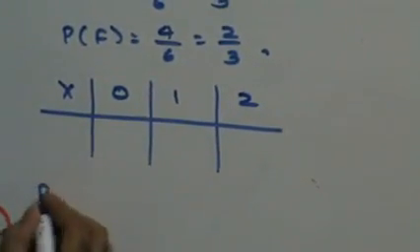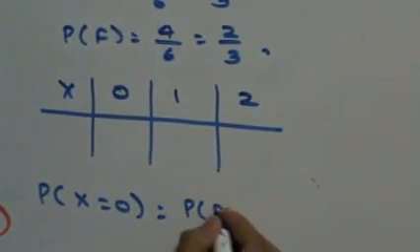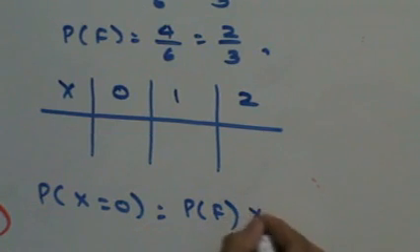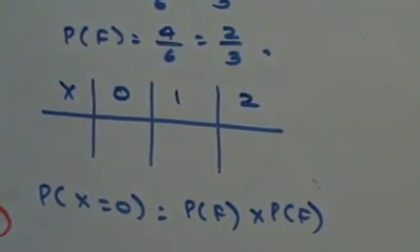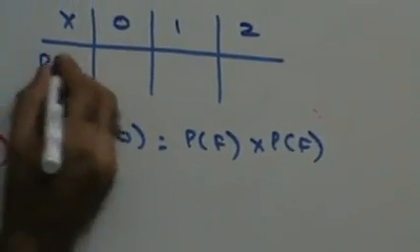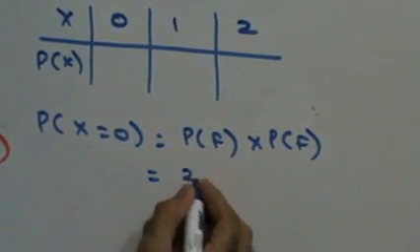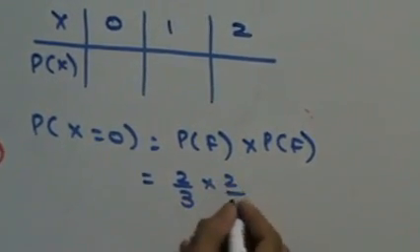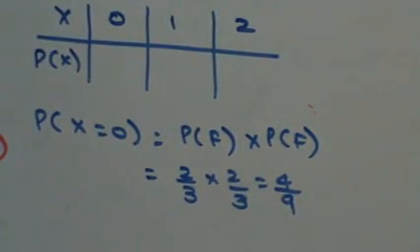Probability of 0 successes. Zero successes means the first die should show a failure and the second die should also show a failure. So the probability of X equal to 0: the first die shows a failure, which is 2 by 3, and the second die shows a failure, 2 by 3. That's going to be nothing but 4 by 9.